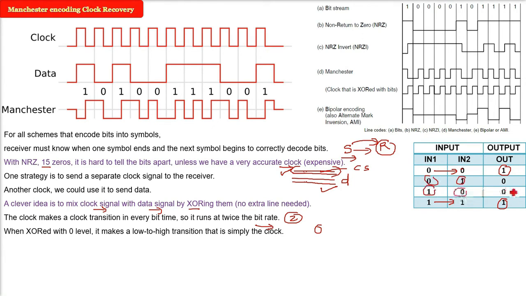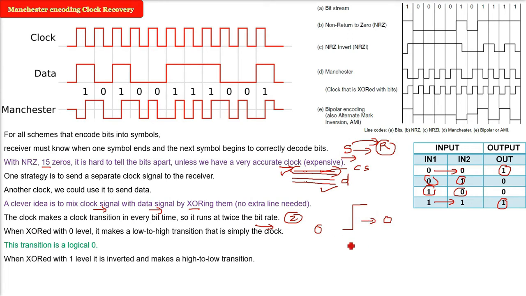So when XORed with a 0 level, it makes a low to high transition. That is simply the clock. So the transition can be termed as a logical 0. When it is XORed with a 1 level, it will be inverted. And now it will make a high to low transition. So the transition is a logical 1. What I am trying to suggest here is that whenever you see a 0, it will be like this. Whenever it will be 1, it will be like this.